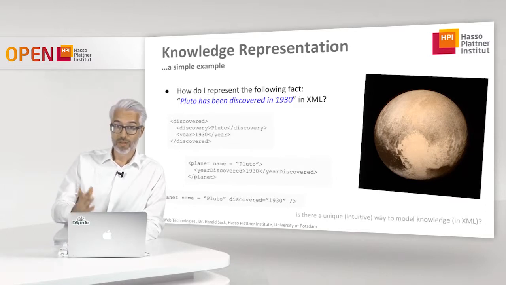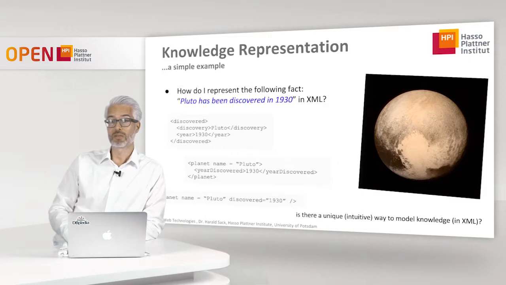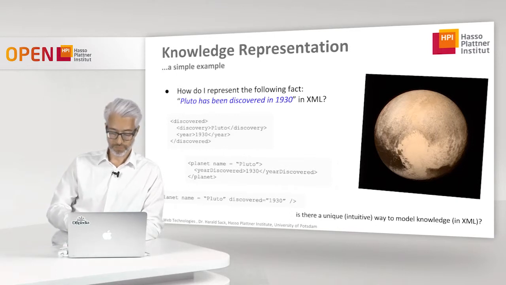So the main problem here is: is there a unique or intuitive way to model knowledge in XML? And I can tell you no, there is not, because there's nothing like a so-called normal form for representing knowledge in XML. So XML is not really well suited. And this was the reason that for knowledge representation, people had to think of other possibilities than this simple standard known from software and data engineering.